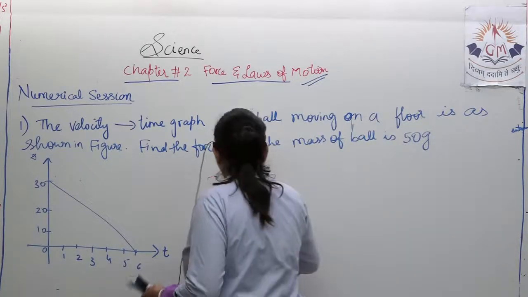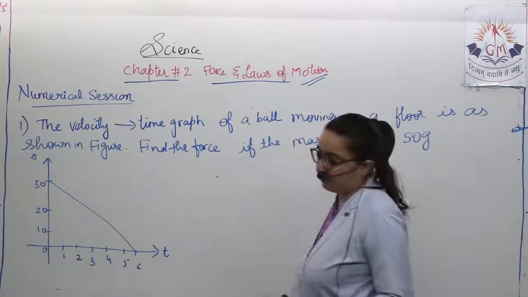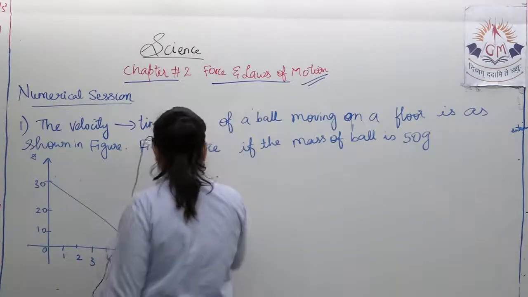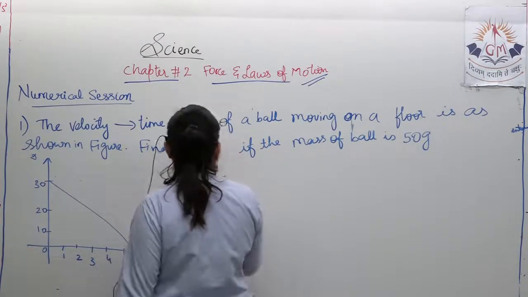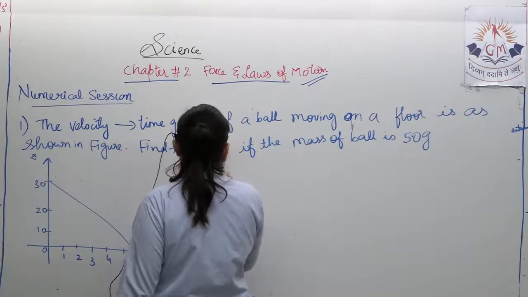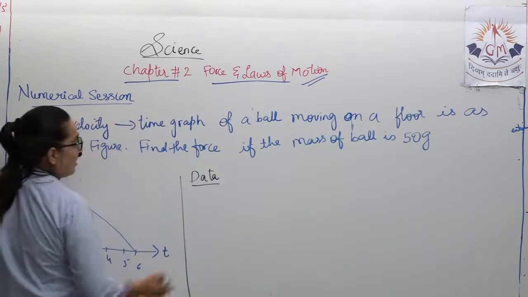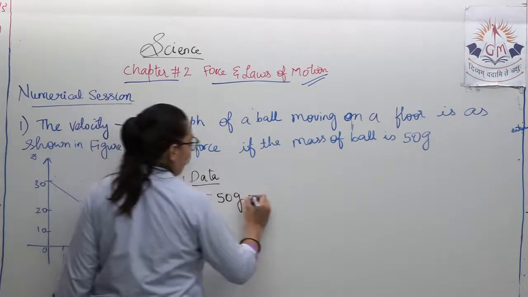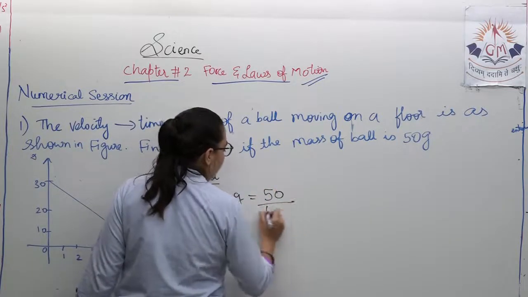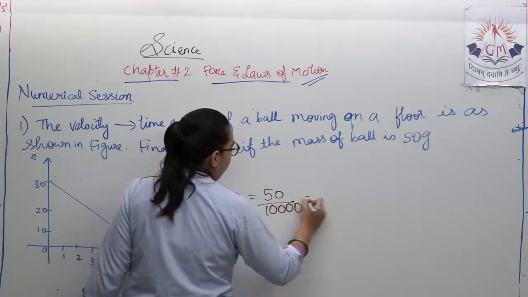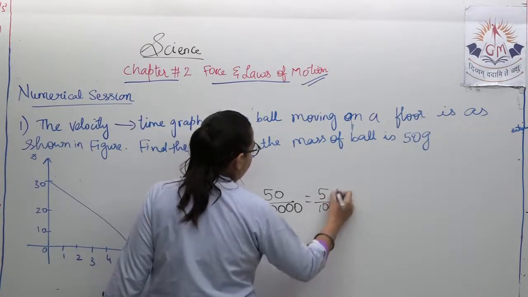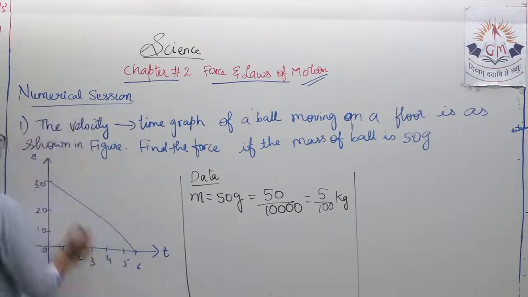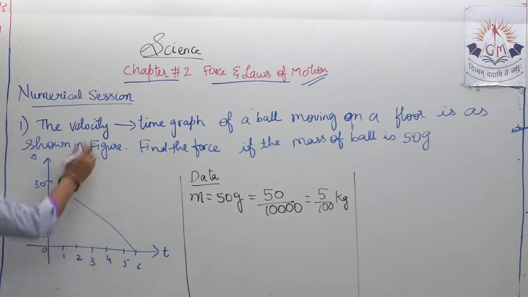There is a particular way to solve the numerical, and in that way only we'll solve it. What is that way now? First, write down the data. What is the given data? The mass is 50 gram. Convert it into kilogram. It is 50 upon 1000, which is 5 by 100 kilogram. Okay? From this graph, you have to find out acceleration.